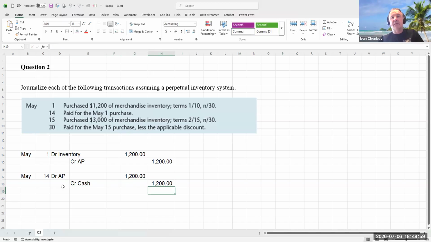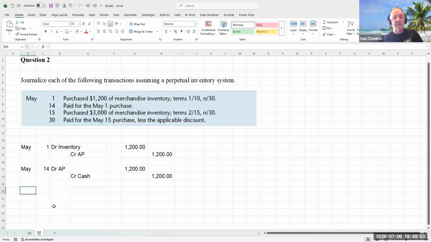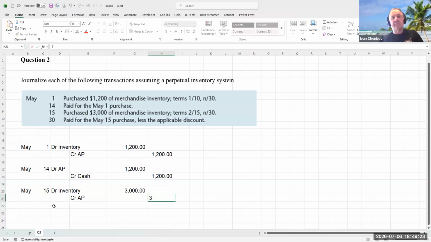And we're done with the second entry. The third entry on May 15th, they keep purchasing. And in this case, we're going to purchase, debit, we're going to get inventory. And again, we're not going to pay. Credit accounts payable. The inventory in this case is $3,000. The terms are 2/15 and 0.